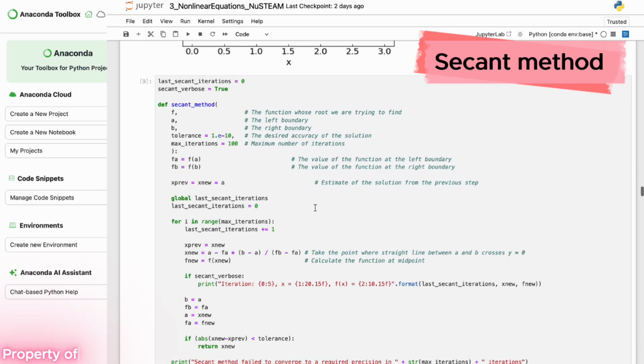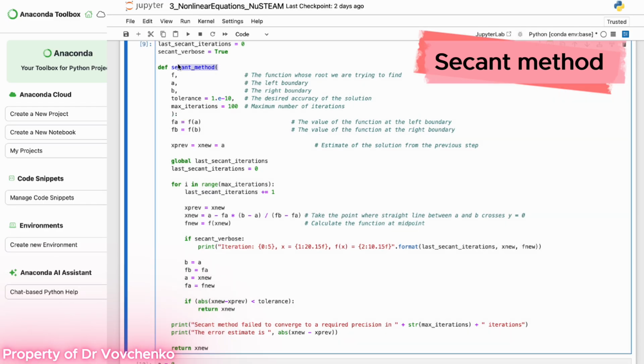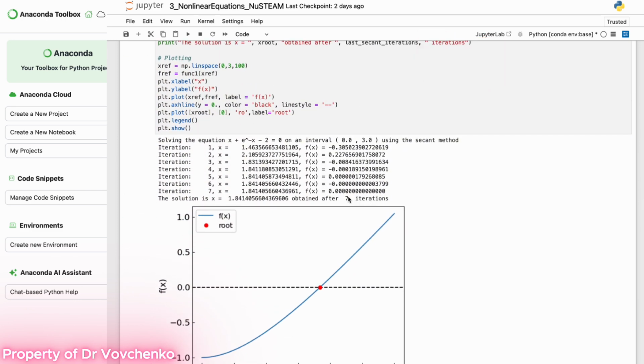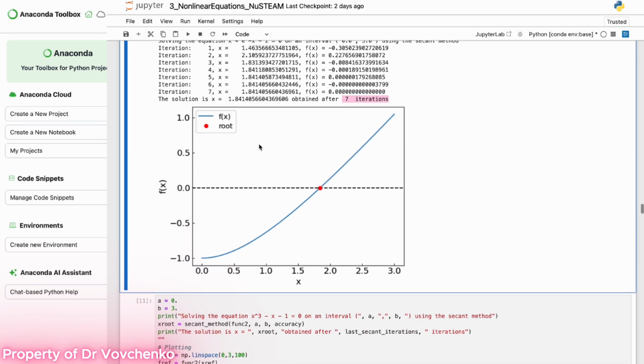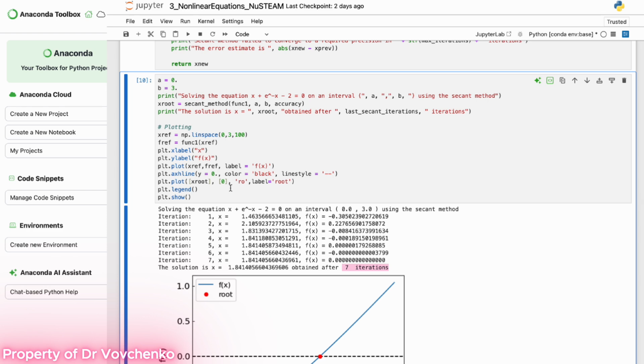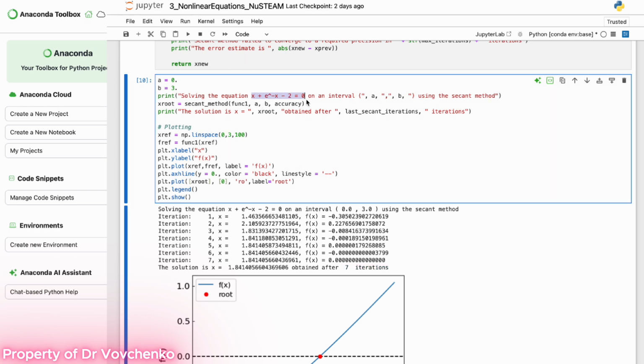Then we have the secant method, where you pick two starting points near where you think the root is. Then you draw a straight line through those 2 points on the function. Where the line crosses the x-axis, it becomes your new estimate for the root. Then you repeat the process using the last 2 estimates until you get close enough. It's much faster than the last method, but without guarantee, since it can fail to converge if the starting points are not in the right range.